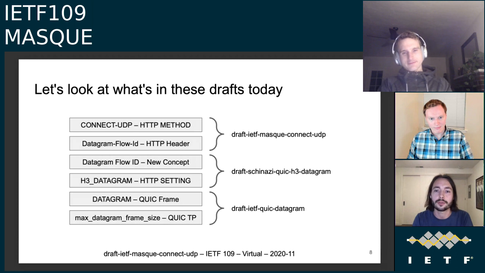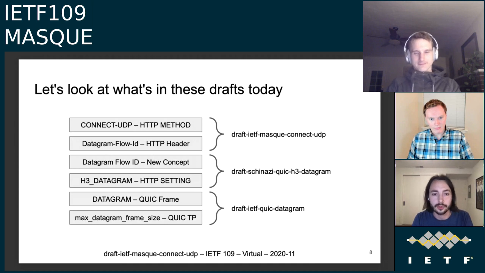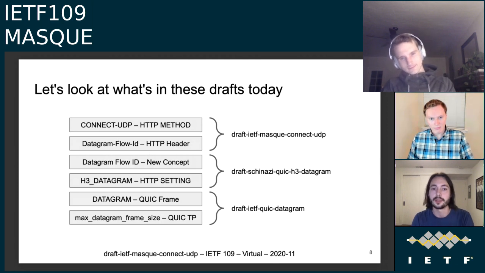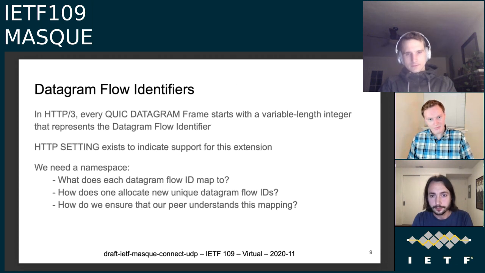And then underneath, the H3 datagram draft has the concept of a flow ID in datagrams, and it also has an HTTP setting to negotiate that use. But that's a little bit less interesting. And then the QUIC datagram draft has datagram frames and the QUIC transport parameter that allows you to negotiate them. Next slide, please.